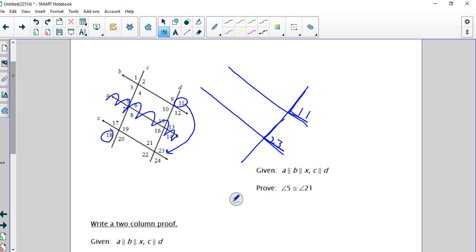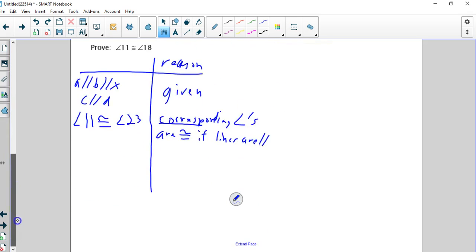And now we're going to look at this one. Here's 18, right? Well, 23 and 18, what do we call those? They're on opposite sides of the transversal, and they're outside these two lines. So those are alternate exterior angles. And we just learned that those are congruent. So we can now say that angle 23 is congruent to angle 18.